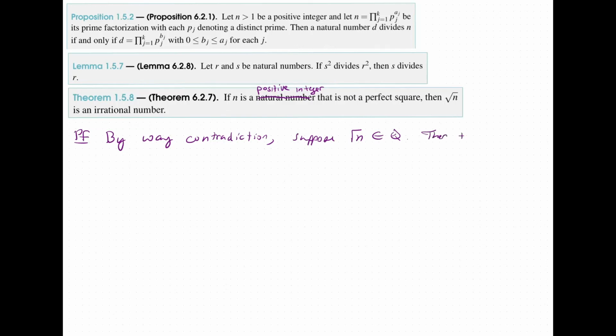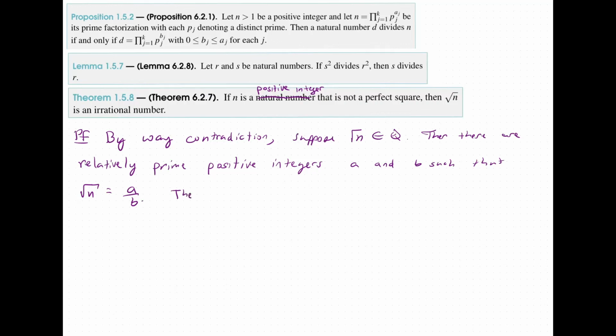Then there are relatively prime integers, and in fact positive integers, since we're assuming that n here is a positive integer, a and b, such that the square root of n is equal to a over b.